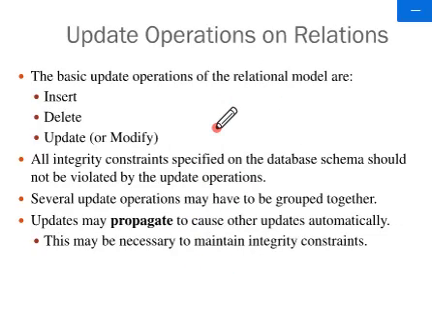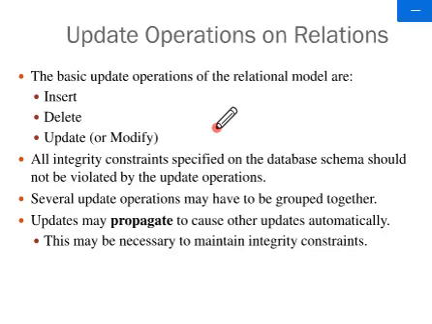Next, we move on to another topic called update operation on relation. The operations of the relational model can be categorized into retrievals and updates. What is retrieval? Accessing the data from the database is called a retrieval operation. How can I retrieve the data from the database? By using a SQL statement called select star from table name. With select star from table name, we can retrieve the data from the database, right?